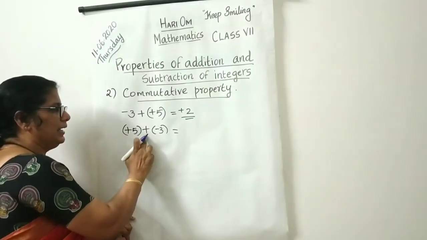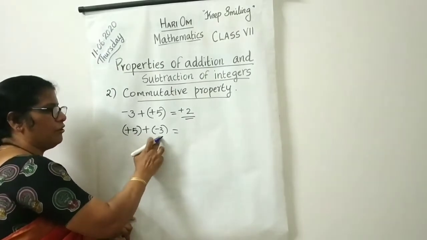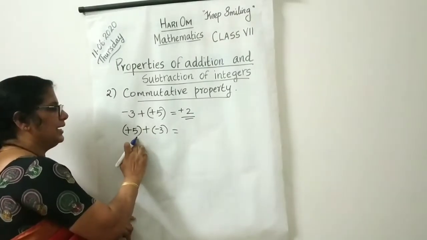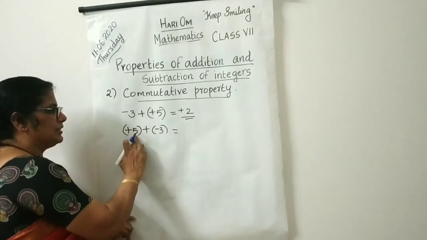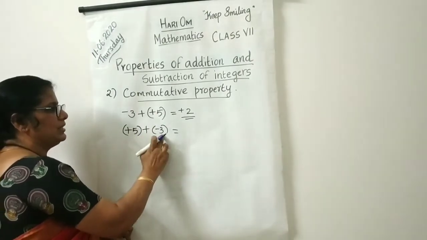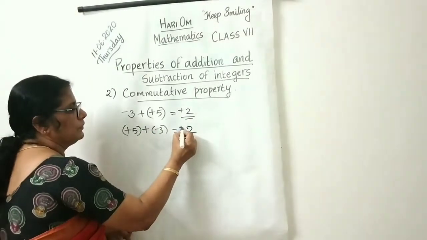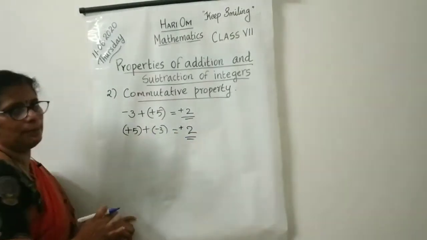Adding, and both the integers are of opposite sign. Then we take the difference of the numbers and put the sign of the greatest number. Here, take the difference, 5 minus 3. What is 5 minus 3? 2. And the sign of the greatest number is plus. So, the answer is positive 2.